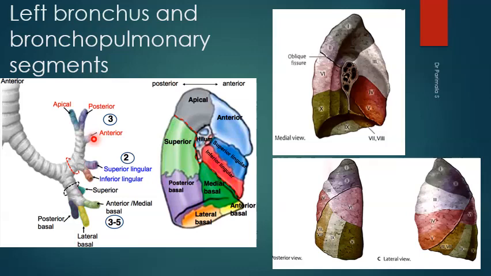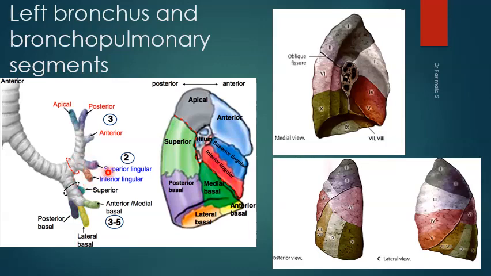Then the descending branch subdivides into upper and lower lingular branches. Here this is the descending branch of the upper lobar bronchus. From here, this red line you are seeing represents the upper lobar bronchus. So upper lobar ascending and descending. The ascending has two or three tertiary bronchi that can be seen. The descending will again give rise to a superior lingular and an inferior lingular tertiary bronchus.